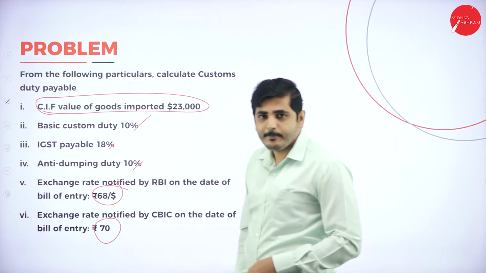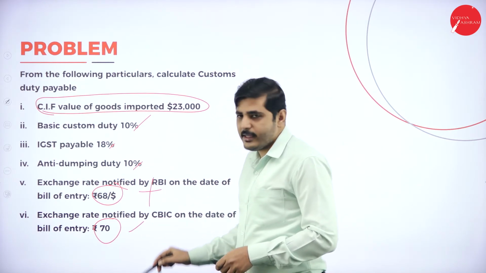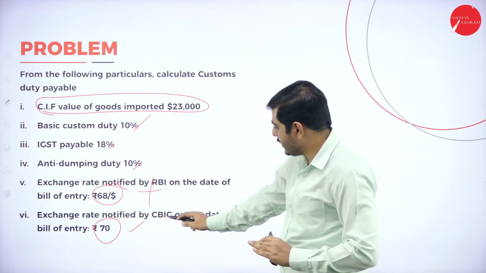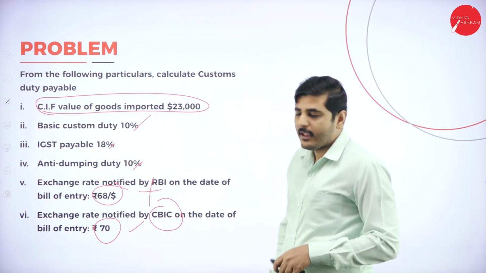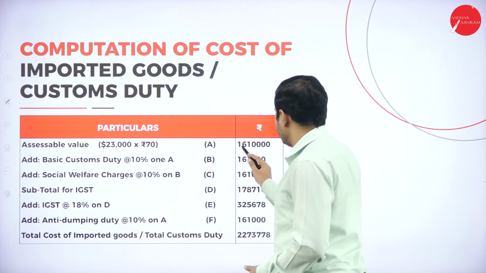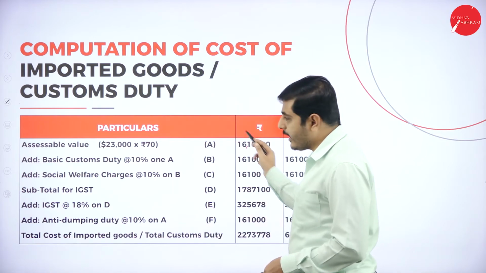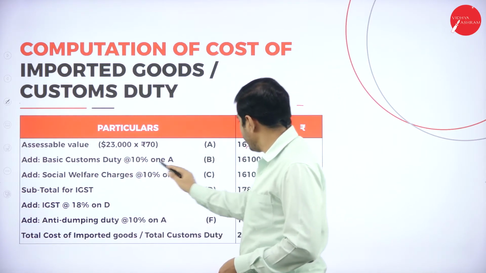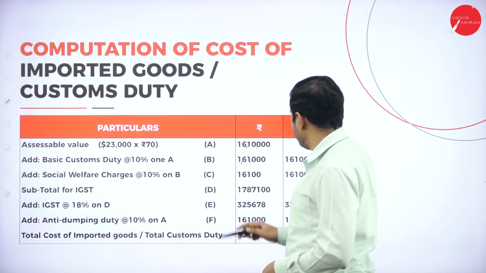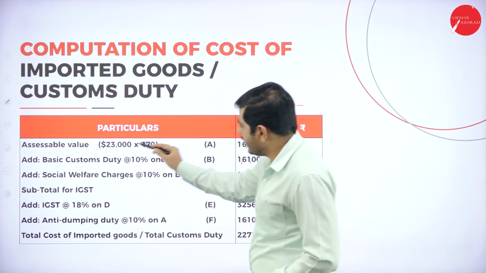Which one will we consider? Always we should consider the board rate, not the RBI rate, while calculating the custom duty. Assessable value is 23,000 into 70 rupees, which is 16 lakh 10,000. On this we should calculate the basic custom duty at 10%, so it is 1,61,000. Again, on 1,61,000 we should calculate the social welfare charge.